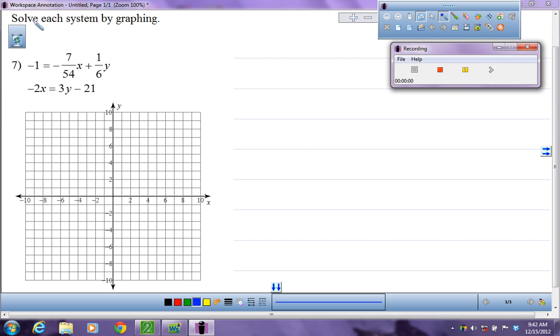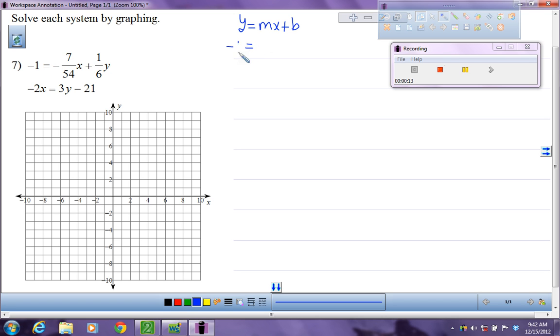Alright, here's another one: solving each system by graphing. As you recall, our model is y equals mx plus b. So this one's a weird one, right? You've got fractions. Well, guess what? We are not afraid of fractions. Fractions are our friend.